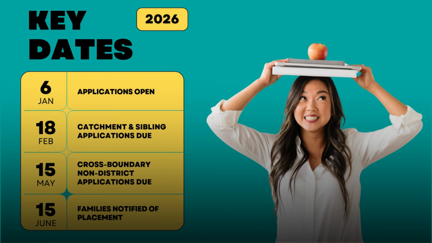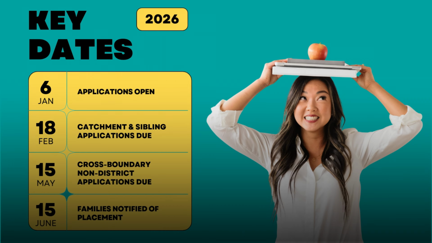Here are the key registration dates to mark down for the 2026-2027 school year. Applications open the first day back from winter break in January, which falls on the 6th. Catchment and sibling applications are due February 18th. Cross-boundary and non-district applications are due May 15th. And families are notified of placement by June 15th.